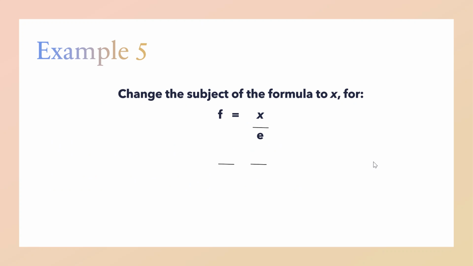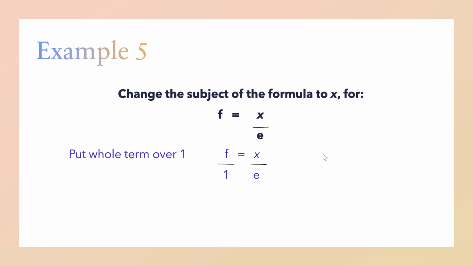Example 5. Change the subject of the formula to x for f equals x over e. Anytime we're dealing with a fraction, it helps if we put anything which is whole over 1. So we put the whole, the f term, over 1.